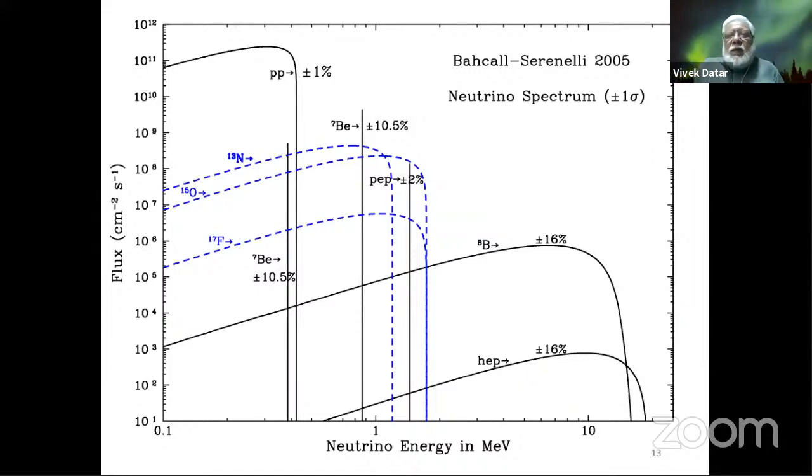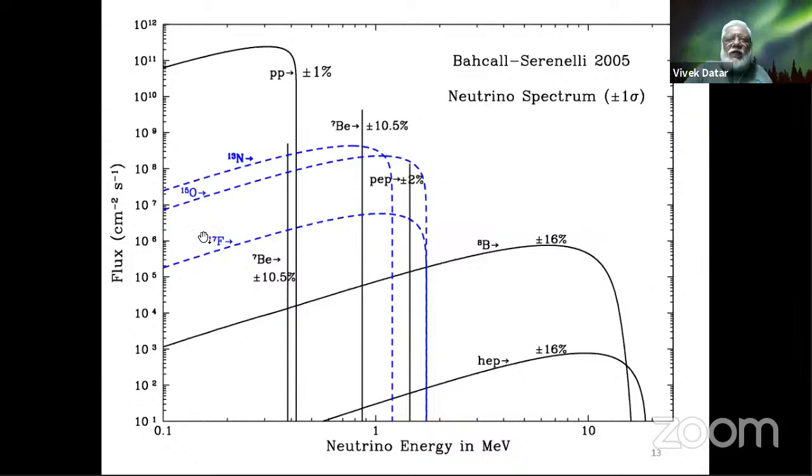Bahcall had a very seminal contribution to make in this whole business. He was not an experimentalist; he was a theorist, but he stuck to the task of actually calculating what the sun should produce in terms of neutrinos. So, of course, this is a spectrum from a much later date, from 2005. He had been at it since the 60s and continually refining the calculations.